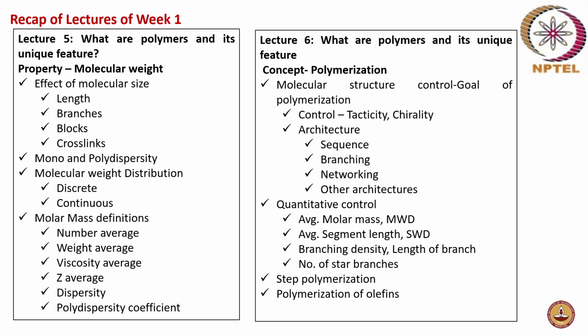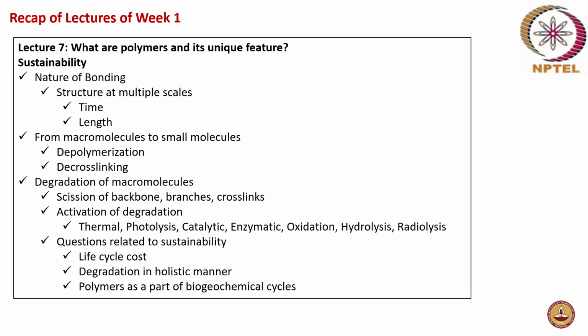So for example, when you synthesize a polymer, polyethylene say, one chain may have 10 units, another chain may have 30 units. So there is a distribution of molecular weight. And then what is the average segment length, branching density, length of branches, step polymerization and polymerization in olefins. So these were all discussed.